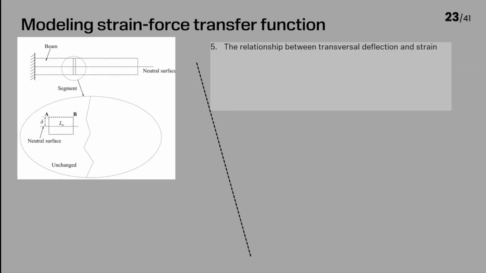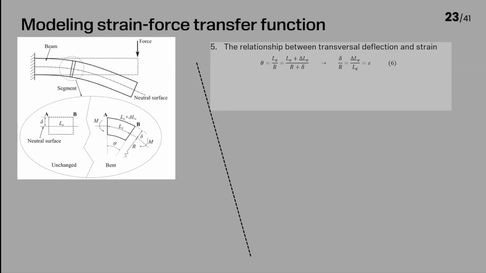In this picture, we have a beam at its initial state. If we put a focus on a segment, which is unchanged, now if we load the beam by a force at the free end, the segment is deformed with the angular deflection theta, expressed by equation number 6. Rearranging it and applying the curvature formula, we derived equation number 8 that tells us the strain is proportional to the second derivative of the deflection.